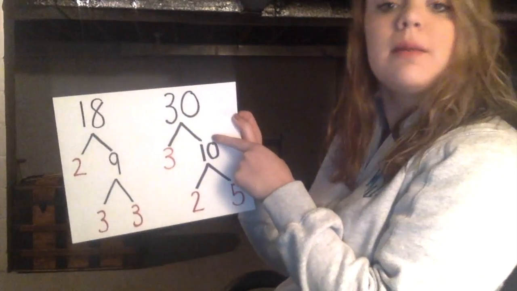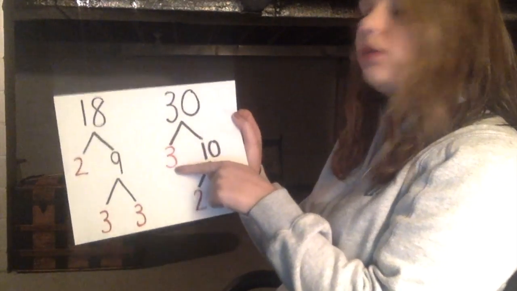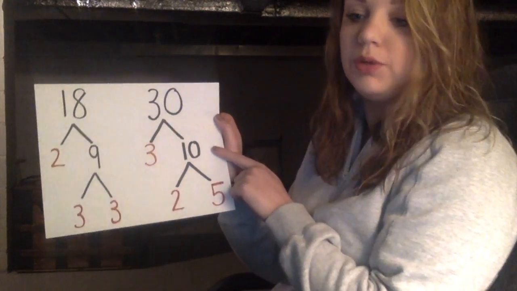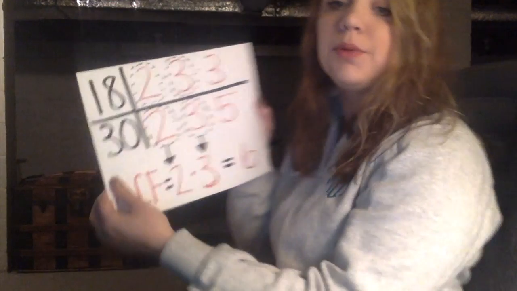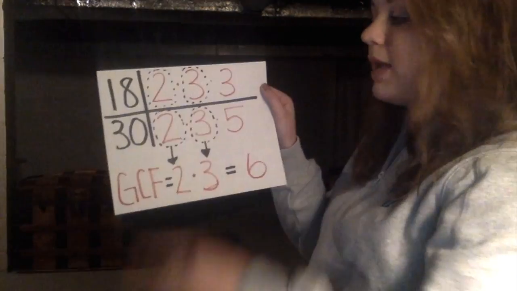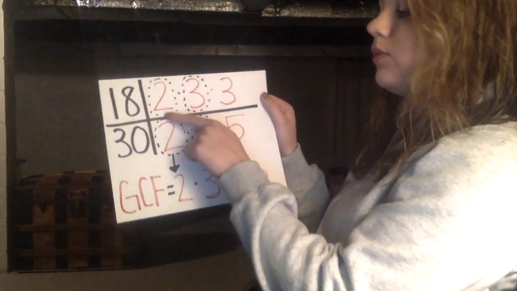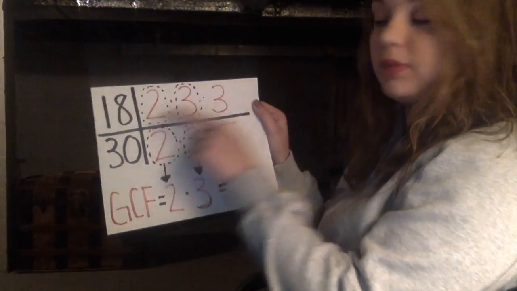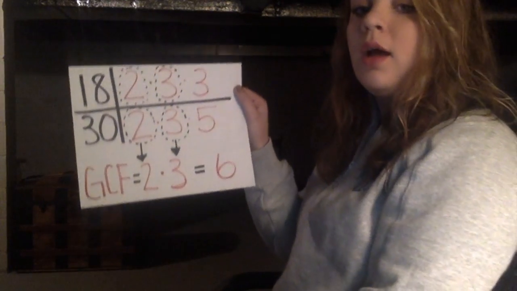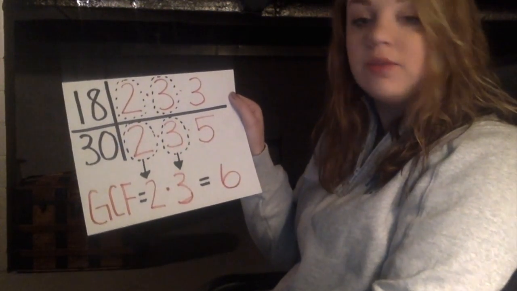We'll move to our next number, 30. We'll break it down to 3 and 10 at first, and then 2 and 5 to make sure all of our numbers are down to prime. Next, we're going to list the prime numbers that make up the numbers we just looked at. So we have 2, 3, and 3 that make up 18, and 2, 3, and 5 that make up 30. What we're looking for is the common factor.